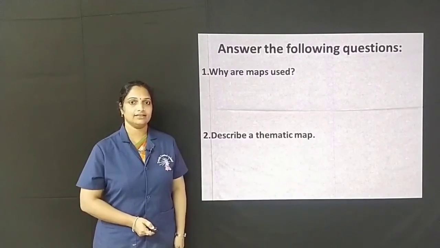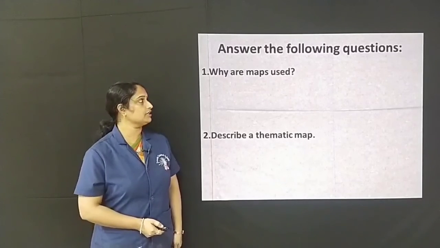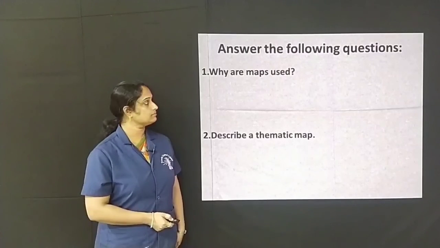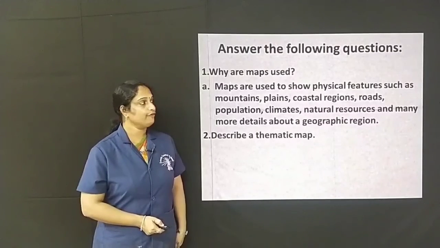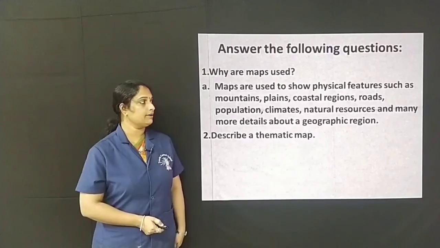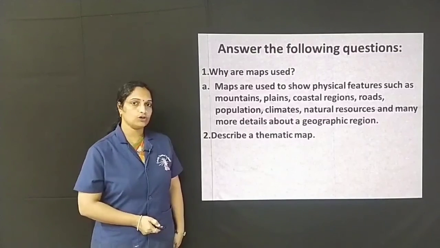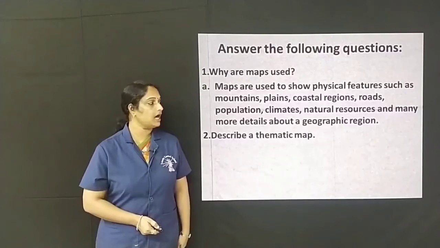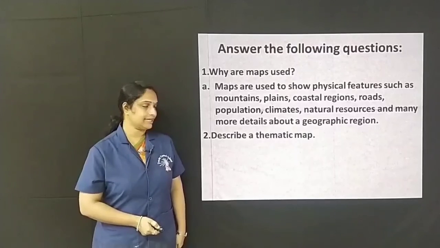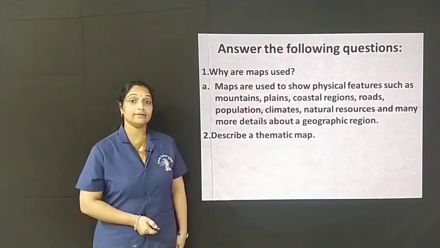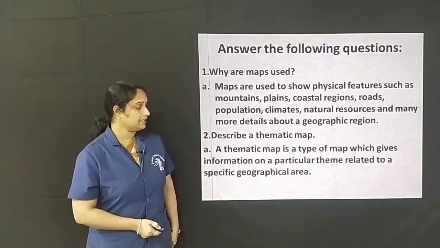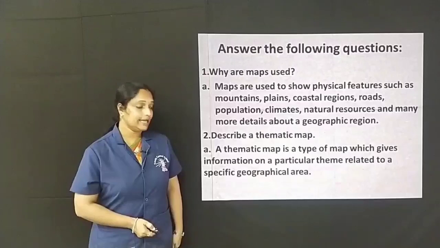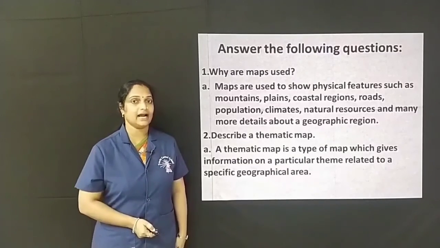Now here one exercise is given, that is, answer the following questions. The first question is, why are maps used? Answer is, maps are used to show physical features such as mountains, plains, coastal regions, roads, population, climate, natural resources and many more details about a geographic region. The second question is, describe a thematic map. What is a thematic map? A thematic map is a type of map which gives information on a particular theme related to a specific geographical area.